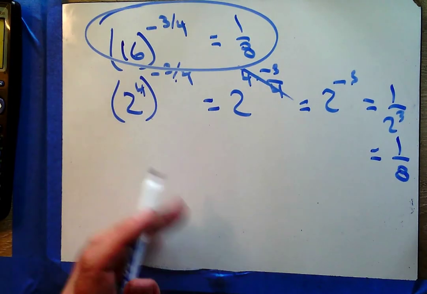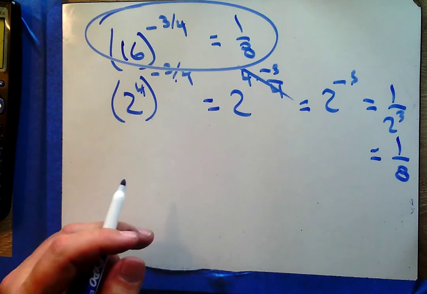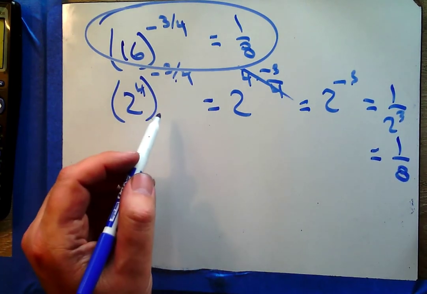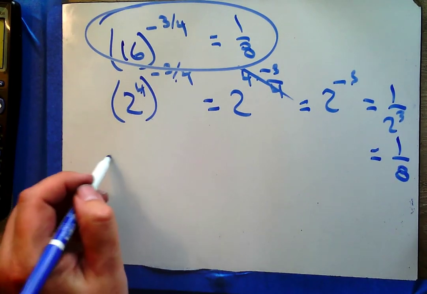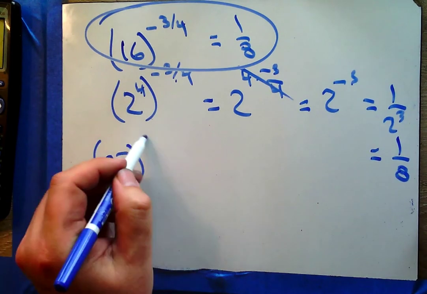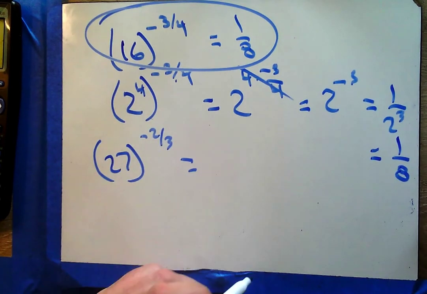You will see this in the homework. You will see it on our assessments. So please make sure you're comfortable rewriting the base. 27 to the negative 2/3. You try this one.